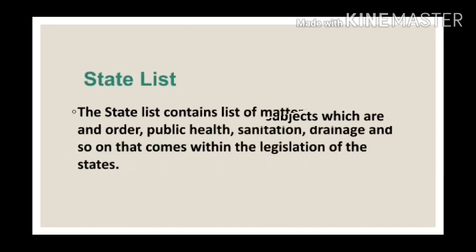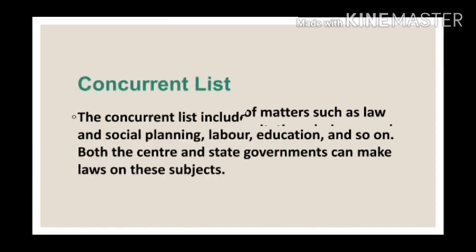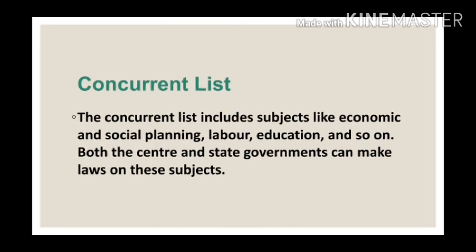Our next list is State List. The State List contains list of matters such as law and order, public health, sanitation, drainage, and so on that comes within the legislation of the states. Our final list is Concurrent List. The Concurrent List includes subjects like economic and social planning, labor, education, and so on. Both the center and state governments can make laws on these subjects.